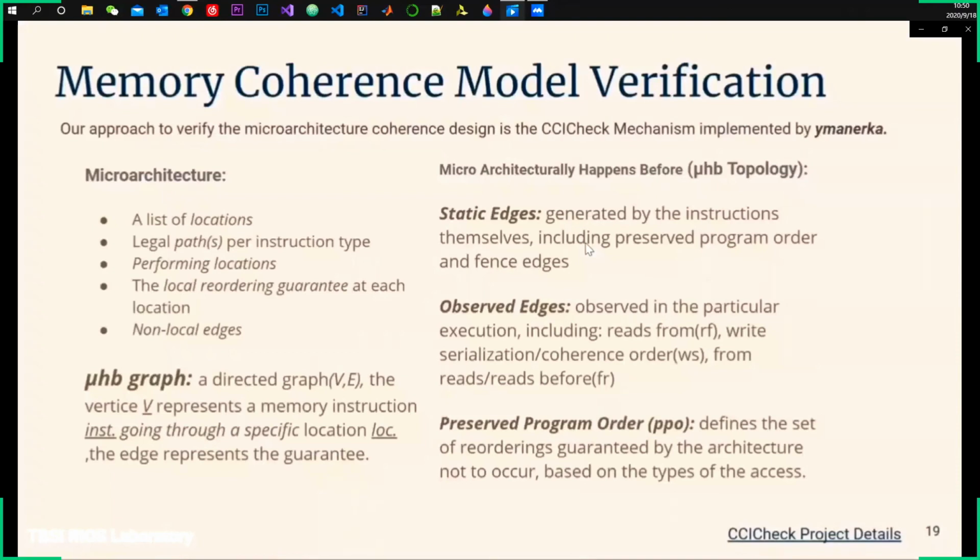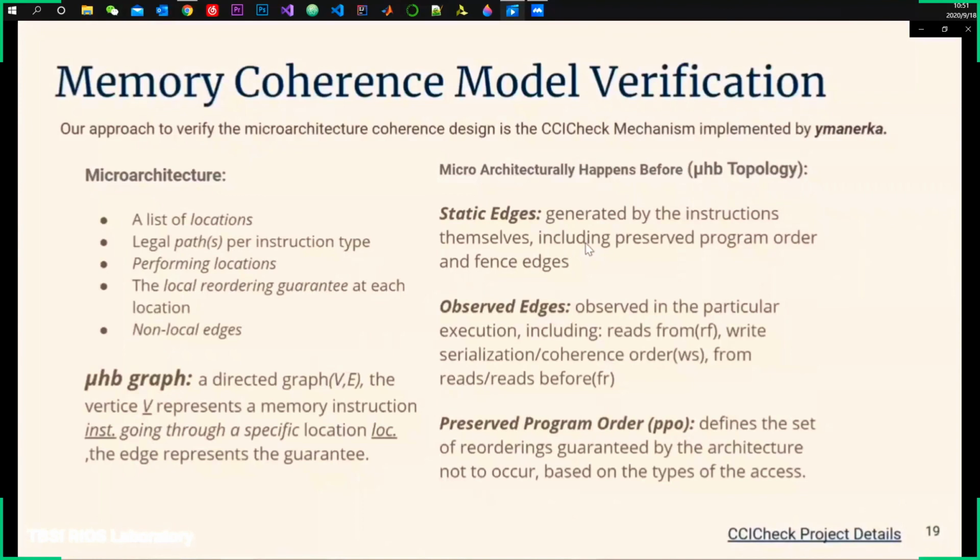And finally, we come to the verification steps. We have learned from the CCICheck project, whose details can be found through the link below. Thanks to the authors, we obtained the algorithm which draws a directed graph as a visual aid for coherence verification. In this algorithm, the microarchitecture is defined as a collection of locations, legal paths, performance, and guarantees. The actions the microarchitecture takes are described in the directed graph known as the microarchitecturally happens-before graph.